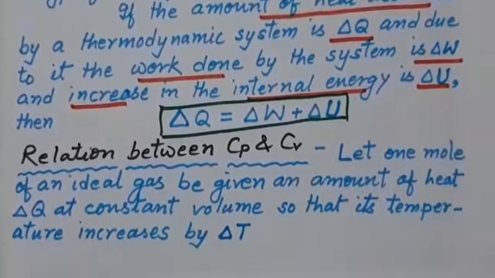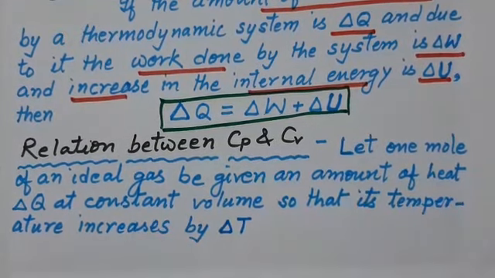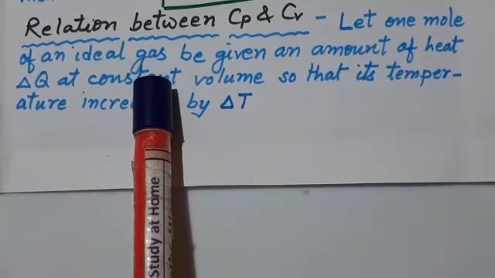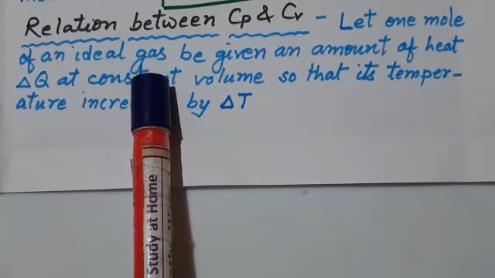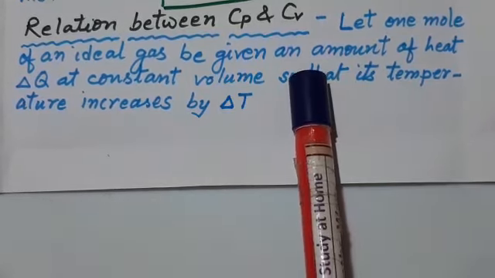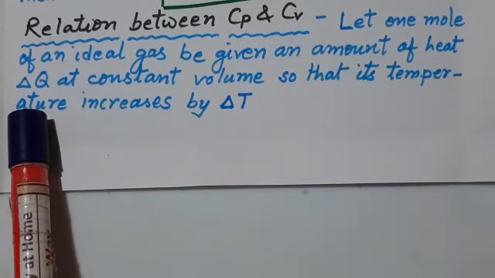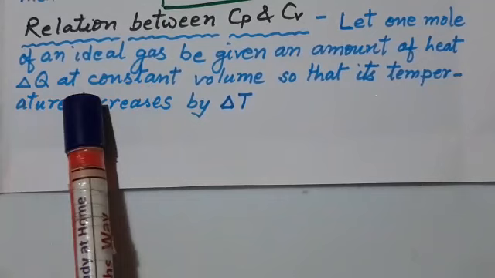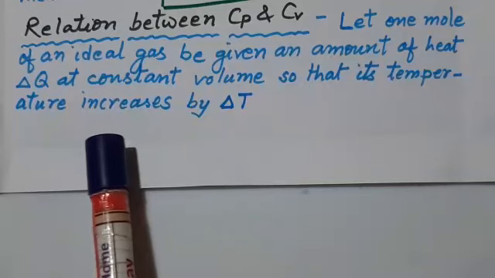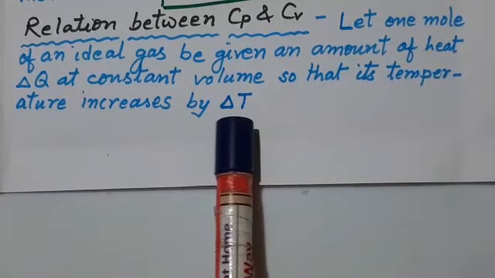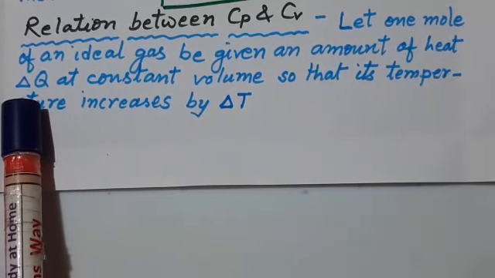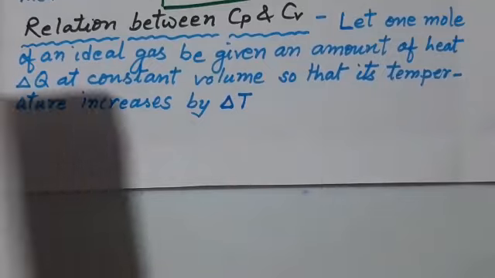Now the relation between Cp and Cv. Let 1 mole of an ideal gas be given an amount of heat delta Q at constant volume, so its temperature increases by delta T. Amount of heat is given delta Q, then temperature increases delta T.